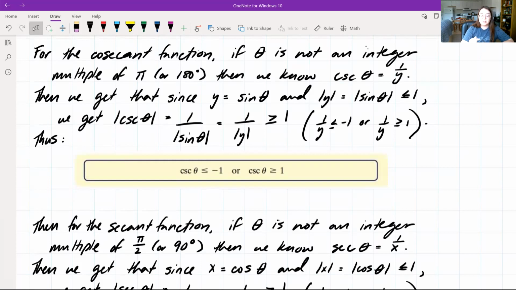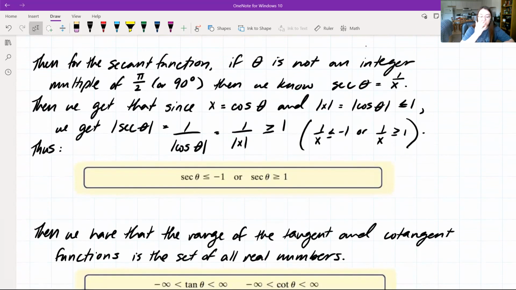So each one of our trigonometric functions is going to have specifics like this. For the secant function, if theta is not an integer multiple of pi over 2 or 90 degrees, then we know that secant theta is equal to 1 over x. Similarly to how we got cosecant, since x is equal to cosine of theta, and the absolute value of cosine of theta is less than or equal to 1, we get that the absolute value of secant of theta is equal to 1 divided by the absolute value of cosine of theta, which is equal to 1 divided by the absolute value of x, which is then greater than or equal to 1.